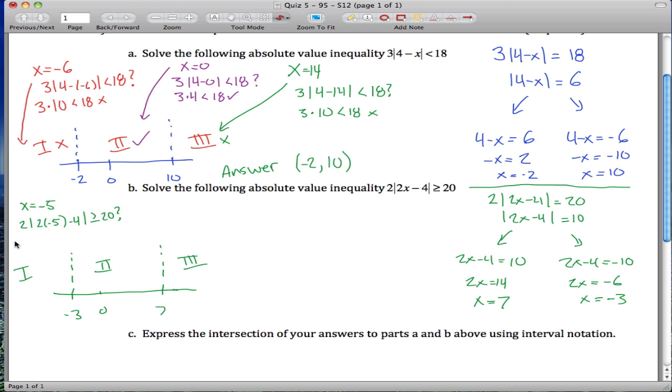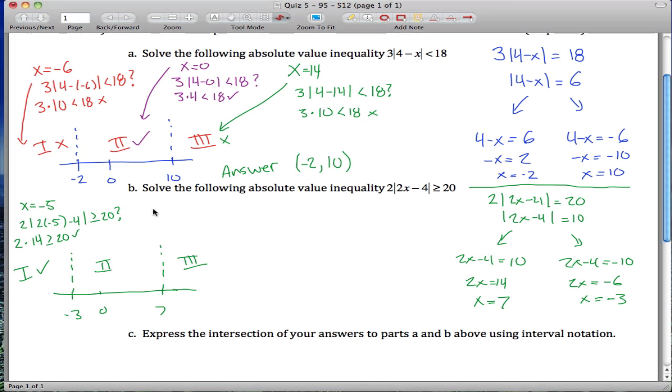Well, let's see. 2 times negative 5 is negative 10. Minus 4 is negative 14. The absolute value of negative 14 is 14. So 2 times 14 greater than or equal to 20. Yeah, that works. 2 times 14 is 28. That is greater than or equal to 20. So these are in the solution set.